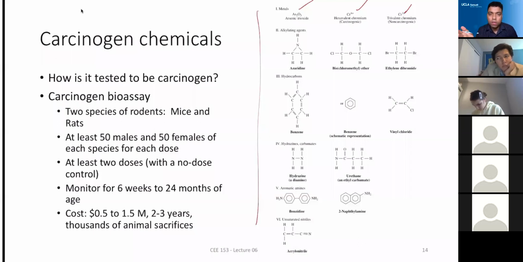The reason is why 2 years? Because you don't want to do this experiment forever. So that's why they have to increase the concentration artificially high, even though that's not what the exposure would be in the real world.